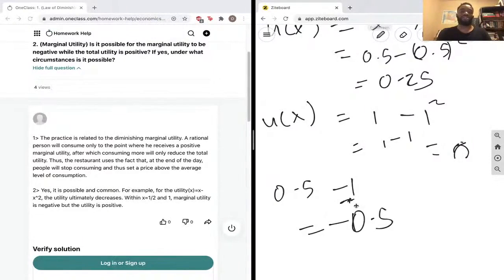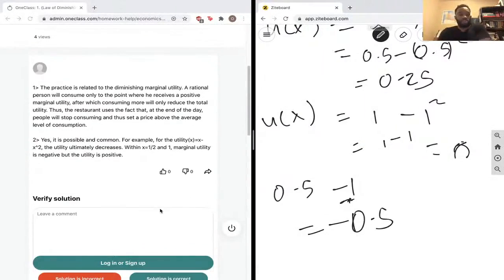Now, once marginal utility starts getting negative, should you really be producing or consuming anymore? You probably shouldn't be, because that's decreasing your total utility, but it is possible for marginal utility to be negative and total utility to be positive. And like our tutor says here, it's actually not that rare. It's pretty common. So this is correct. Great explanation.